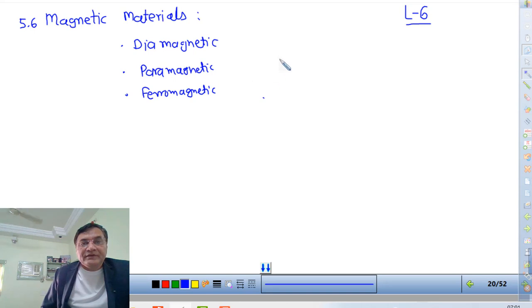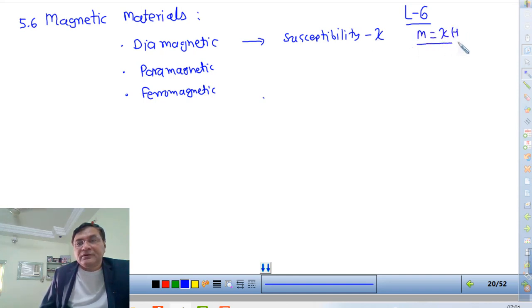Diamagnetic, paramagnetic, ferromagnetic. So what is diamagnetic? These are categorized in terms of susceptibility. As you know, it is chi, and M is equal to chi H. We have defined this formula, M is equal to chi H. From that you can find the chi. Here chi is negative value in diamagnetic. In paramagnetic it is plus value but a little bit less. In ferromagnetic it is also plus but the value is large.